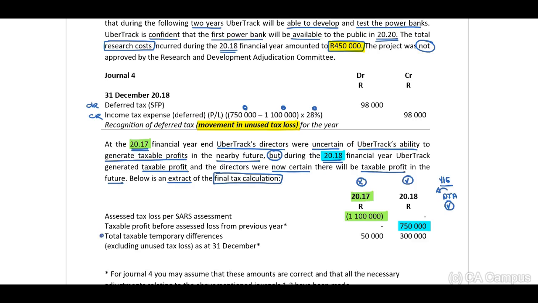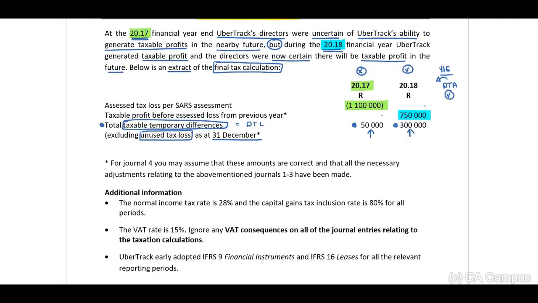Then they indicate to us total taxable temporary differences. Very important. You should be able to include these amounts in a deferred tax asset calculation. If these are taxable temporary differences, remember this will be a deferred tax liability: 50,000 temporary difference for 2017 and 300,000 for 2018, excluding the unused tax losses as at 31 December.